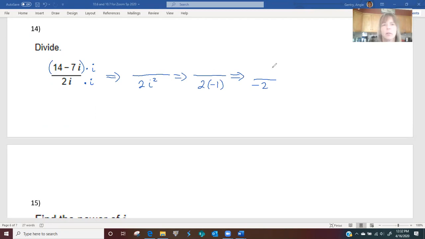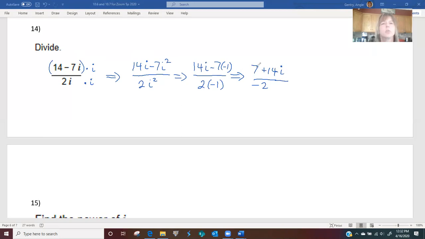If I just look at denominators first, the numerator, you're going to distribute: i times 14 is 14i, and then i times negative 7i is negative 7i squared. i squared is a negative 1. So it's a 7 plus 14i. Now here's the problem. It doesn't help me to pull a 7 out at all.